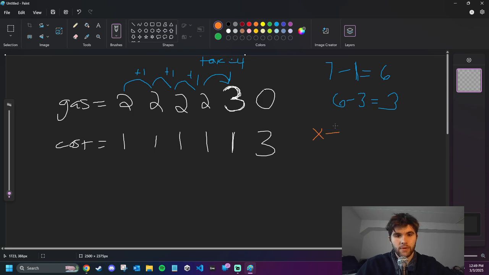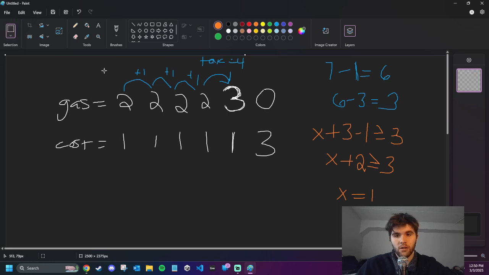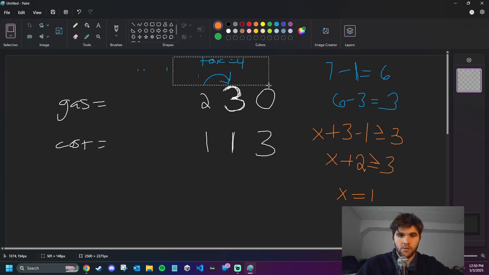So we said what we arrived with plus 3 minus 1 has to be greater than or equal to 3. So that's x plus 2 has to be greater than or equal to 3. So that means x has to be 1. So we have to arrive here with 1. So what about just this solution then?